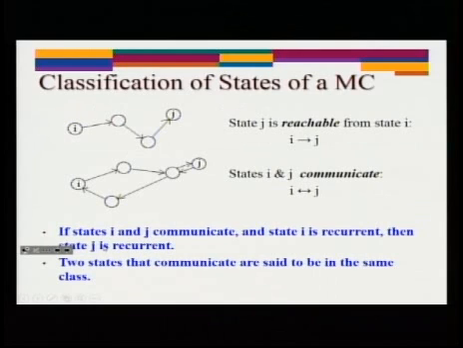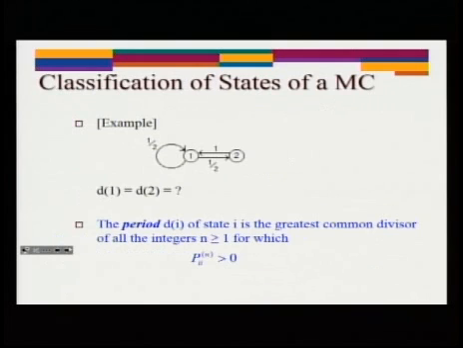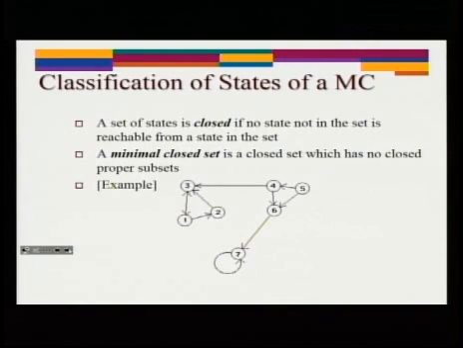And we also learned two states that communicate are said to be in the same class, right? That's a very simple concept. And we discussed how to determine the period of states of a Markov chain, right, with some example problem. And our discussion last time also includes a closed set, a minimum closed set. Okay, you remember? So once you get in the closed set, you can never ever leave the closed set, right? Keep in mind that.